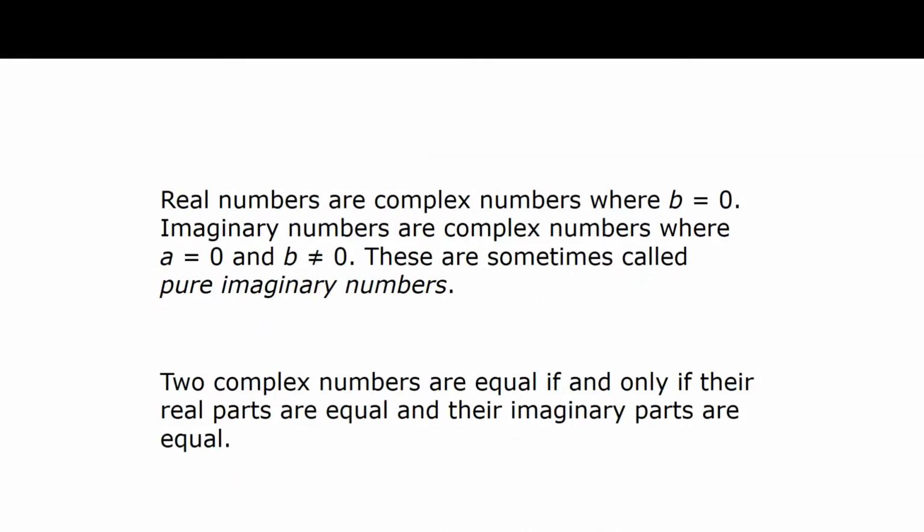Real numbers are complex numbers where b is equal to 0. Imaginary numbers are complex numbers where a is equal to 0 and b is not equal to 0. These are sometimes called pure imaginary numbers. Two complex numbers are equal if and only if their real parts are equal and their imaginary parts are equal.